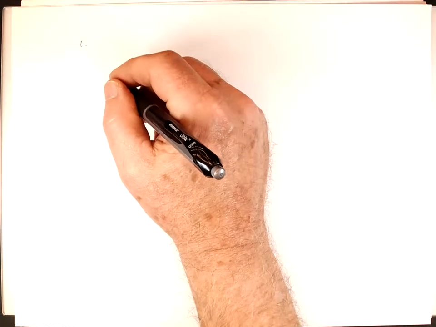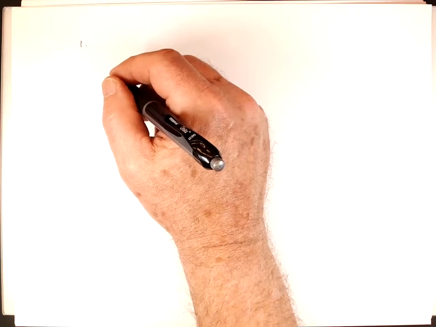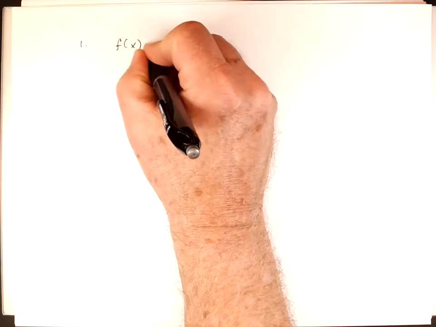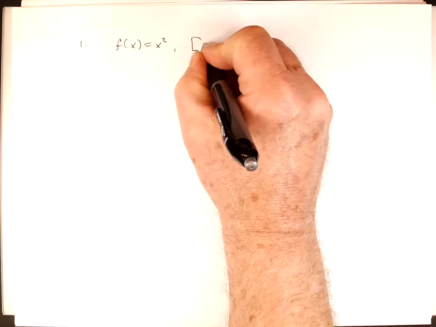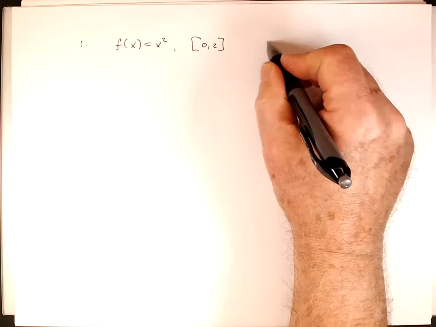Okay, let us begin. All right, we have a function f of x equals x squared, interval 0, 2. Let's take a look.